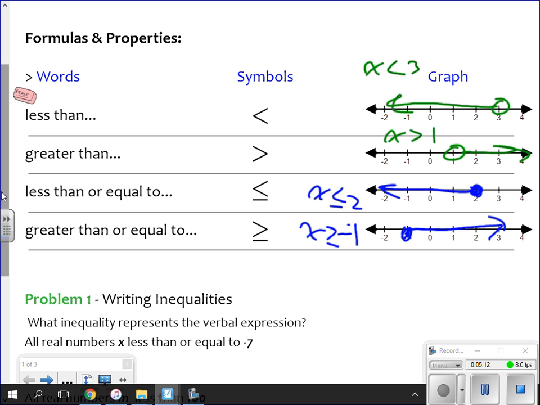If it's or equal to, they are filled in because it can be those numbers. How do you remember the difference? I got a little extra line. I use a little extra lead. Okay. I got the extra line as or equal to. That means I fill in the hole.